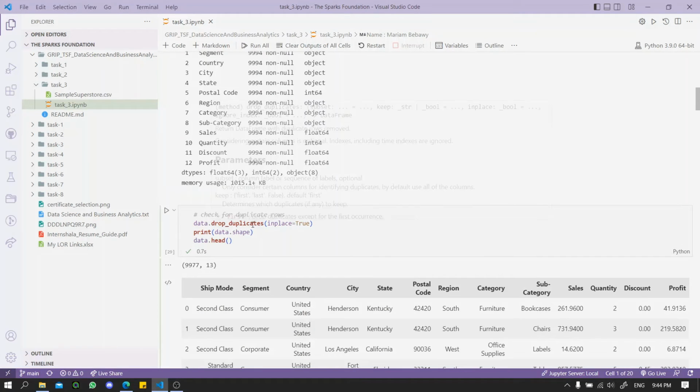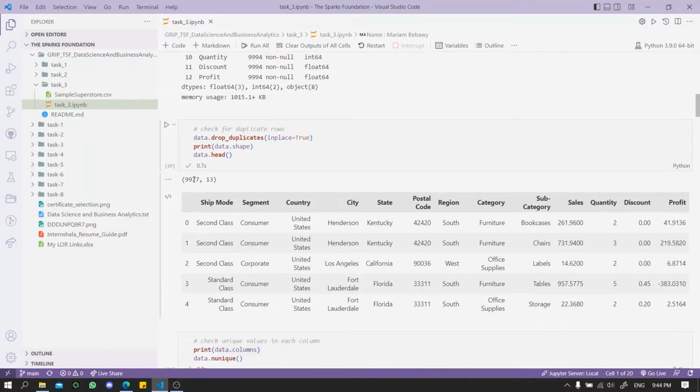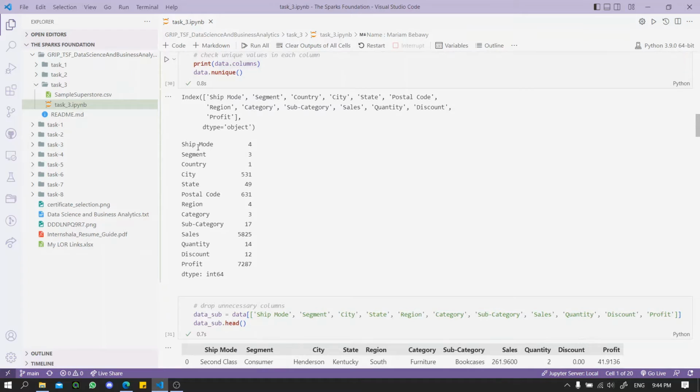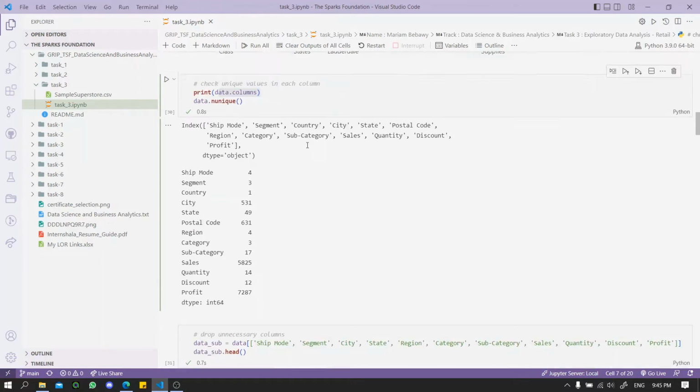Then we check for duplicates and drop them just in case we have duplicated rows in our data frame. Then we print its shape again and realize we had almost 17 rows that were duplicated, but it's alright, it's not much data. Then we check for the unique values in each column, and by investigating that, we realize that, for example, the column country only has one value, which is the United States, so it's actually no use for us. We can just drop it.